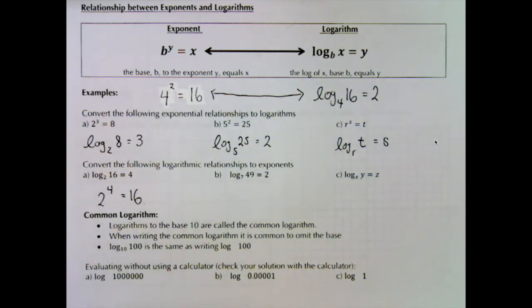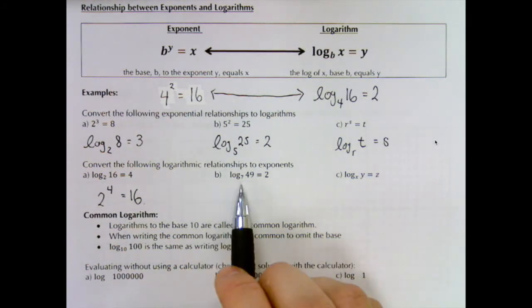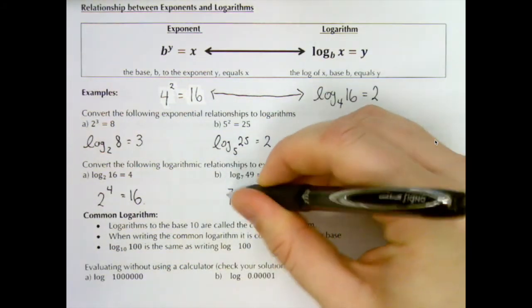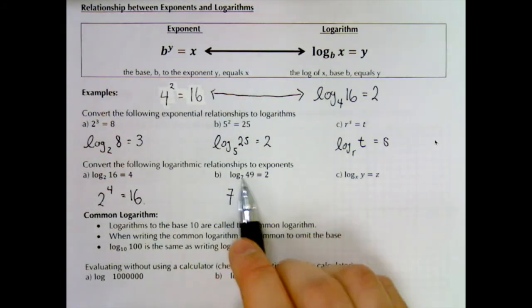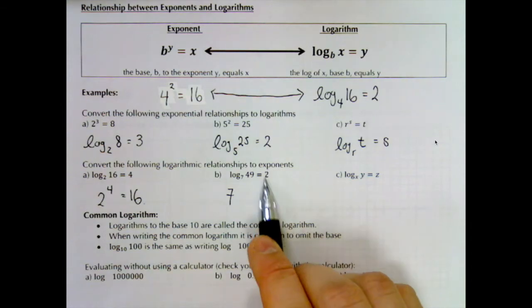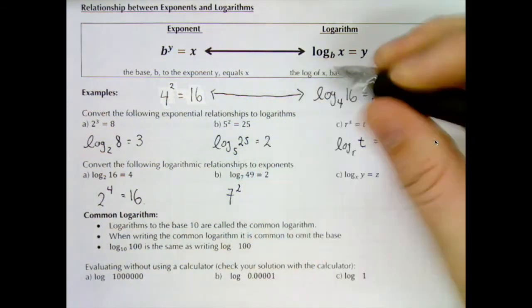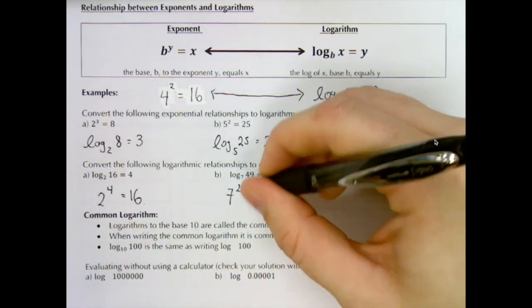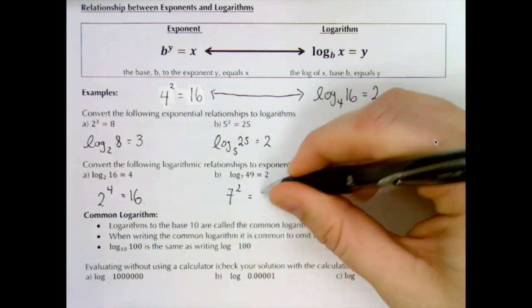Okay, hopefully you've had an opportunity to try B and C. So let's run through the answers to B and C. The base of our logarithm is 7, so it's the base of our power. The exponent of our power is 2, because that was the answer to our logarithm. And the answer to our power, or exponential relationship, is 49.